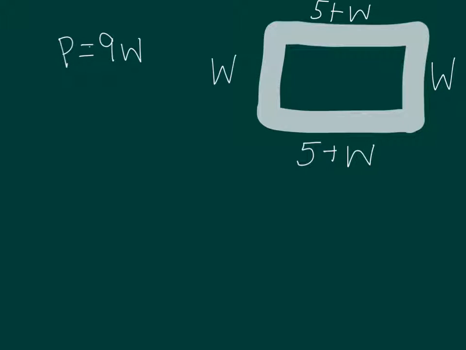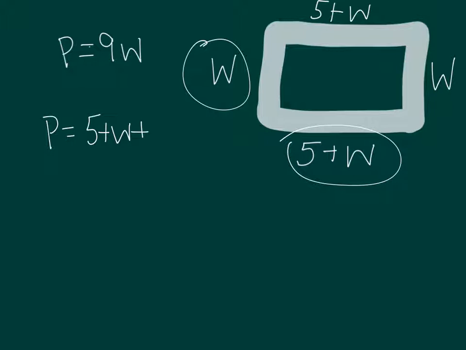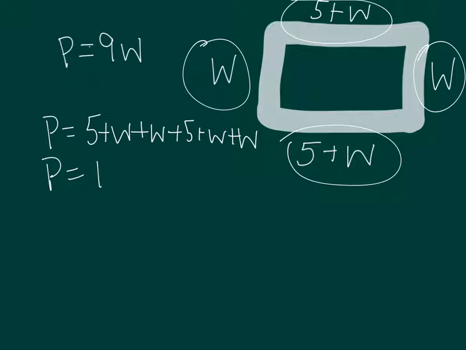The next thing is, if I look at our picture, how do you find the perimeter? You add up all the sides. So the perimeter is also going to be equal to 5 plus w, and I got that from right here, plus w, plus another 5 plus w, plus the last w. And then when we simplify that equation and combine like terms, we get p equals 10 plus 4w.